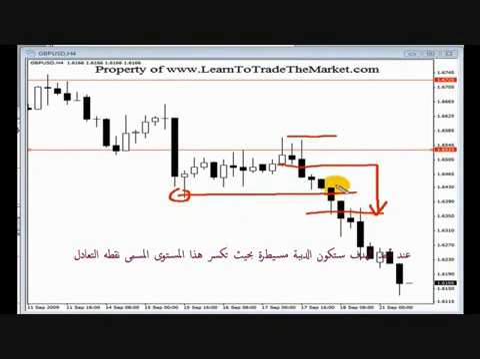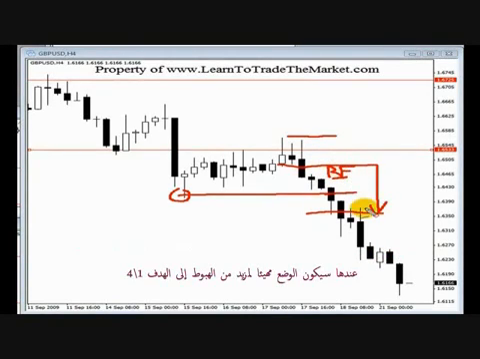I moved to a break-even stop through here. That was a break-even stop. I then let the trade run. Now the market proceeded lower and I locked in 4-to-1 right here. So that was a 4-to-1 winner.